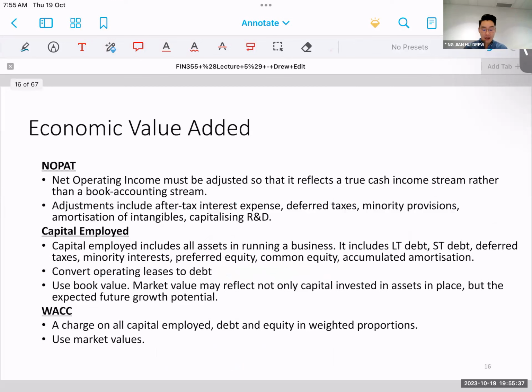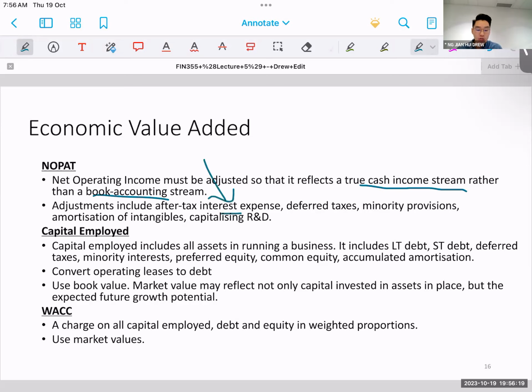Now, let's understand each component of the formula, because sometimes people ask what's NOPAT, what is capital employed? And the tough part is that most financial statements do not show you the NOPAT, net operating profit after tax. They don't show you that. They have the net income, but not the NOPAT. So we need to do adjustments to get the NOPAT. So what is NOPAT? NOPAT is focusing on operations. So we need to reflect the true cash flow stream rather than the book accounting stream. And so adjustments that need to be made include the after-tax interest, right?